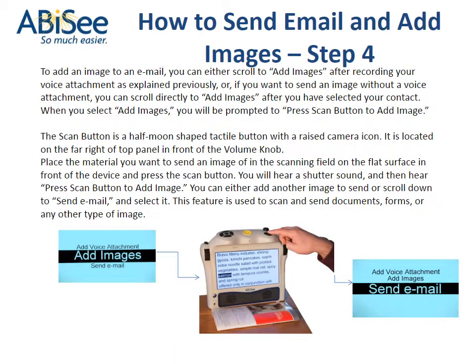How to send email and add images. Step 4. To add an image to an email, you can either scroll to Add Images after recording your voice attachment as explained previously, or, if you want to send an image without a voice attachment, you can scroll directly to Add Images after you have selected your contact.